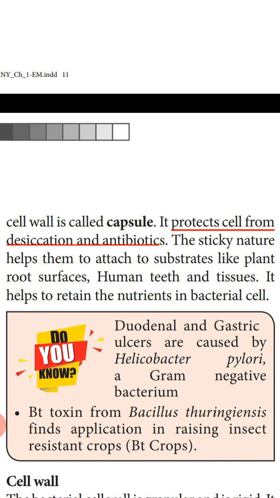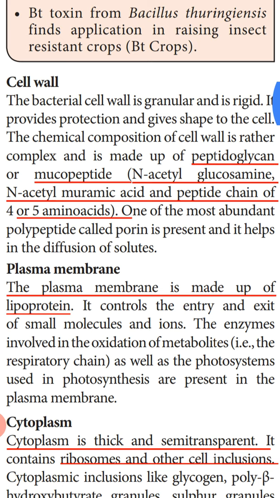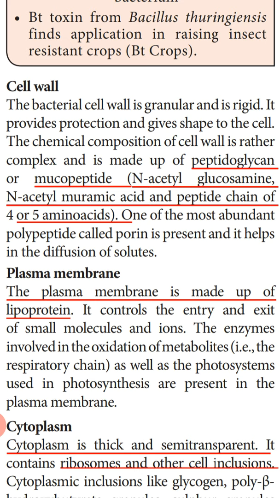Next, we are going to study the cell wall. The bacterial cell wall is granular and rigid. The bacterial cell wall is rigid and strong. It provides protection and gives shape to the cell. The chemical composition of the cell wall is rather complex and is made up of peptidoglycan or mucopeptide. So the cell wall of bacteria is made up of peptidoglycan or mucopeptide, which consists of N-acetylglucosamine, N-acetylmuramic acid and a peptide chain of 4 or 5 amino acids.